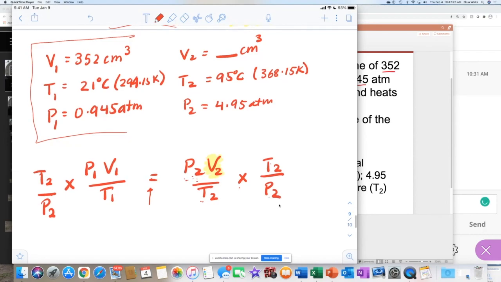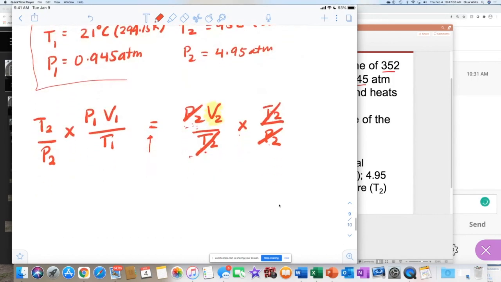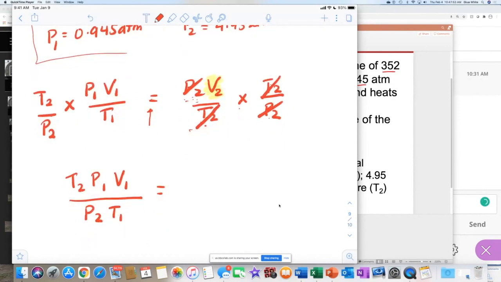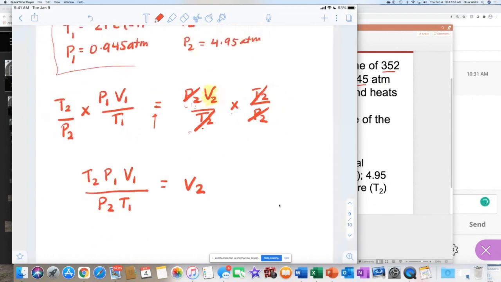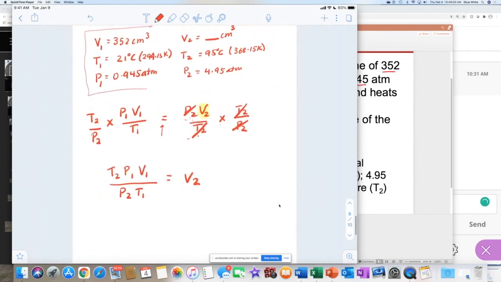Since these match diagonally, now I can cancel this and this. So that was strategic on my part. In one move, I got rid of those. So now I'm left with T2, P1, V1 over P2, T1. All I did was bring all the numerator ones together and then the denominator ones, the bottom ones together, right? Now I have V2. So if I put the numbers in here, I can get V2.